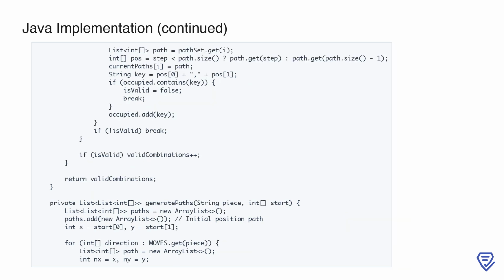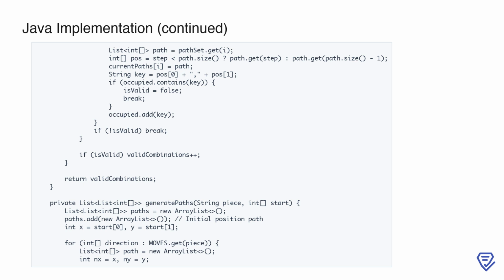Now, we iterate through each combination of paths generated by the Cartesian product. For each combination, we calculate the maximum path length among all pieces. The main validation loop processes each step from 0 to this maximum length. At every step, we track the positions of all pieces using a set called occupied. For each piece, we determine its current position based on its path and step index. If the step exceeds the path length, the piece remains at its final position.